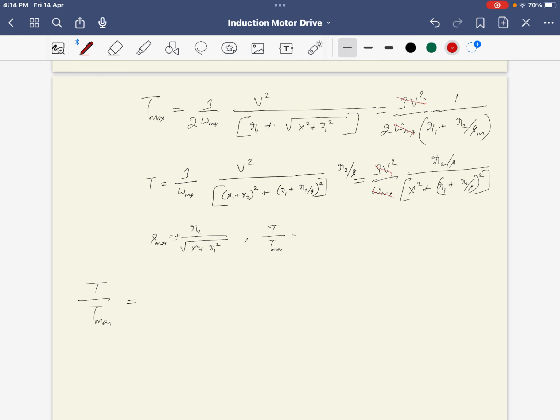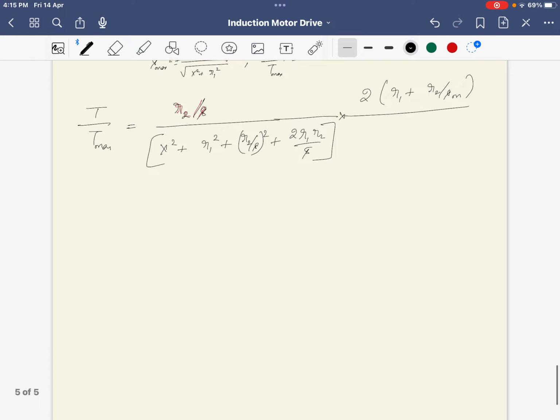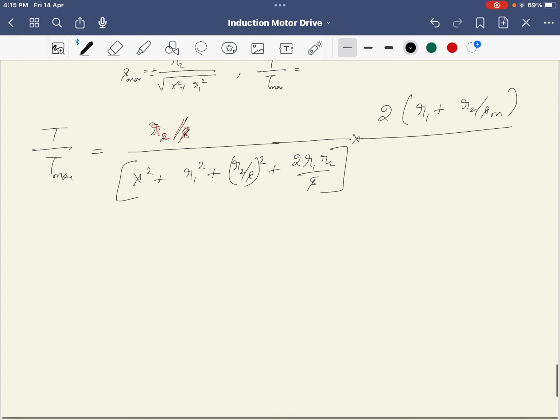these things will cut out. So first write down for T, that is R2 by S divided by X square plus R1. Let me split up R1 square, R2 by S whole square plus 2 R1 R2 by S, correct? And then I would put the value of T max, right? T max is here. So on the top it will be 2 R1 plus R2 by SM. This will be this. So we get the value of this T by T max right now.